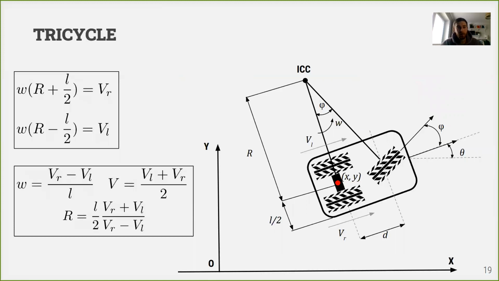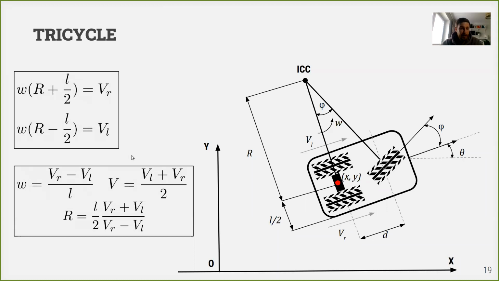There is another model called Tricycle. It is almost the same, but here we have one additional third wheel, which is the steering wheel. So now we are not only controlling just the separate velocities of the two wheels we had, we also control the angle of our front wheel, which is called the steering wheel.